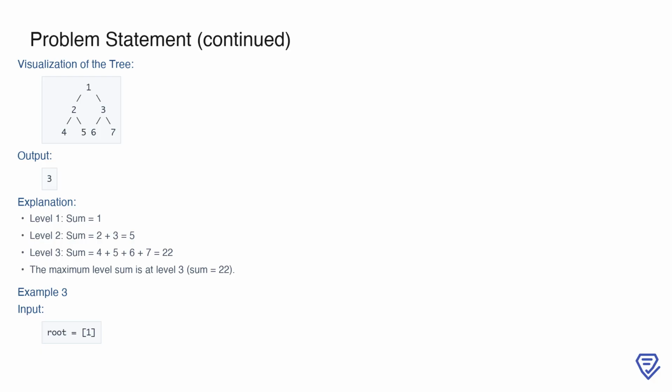In the second example, the binary tree is more balanced. The root node has a value of 1, with children 2 and 3, and each of these nodes has two more children, 4, 5, 6, and 7. Let's calculate the level sums.